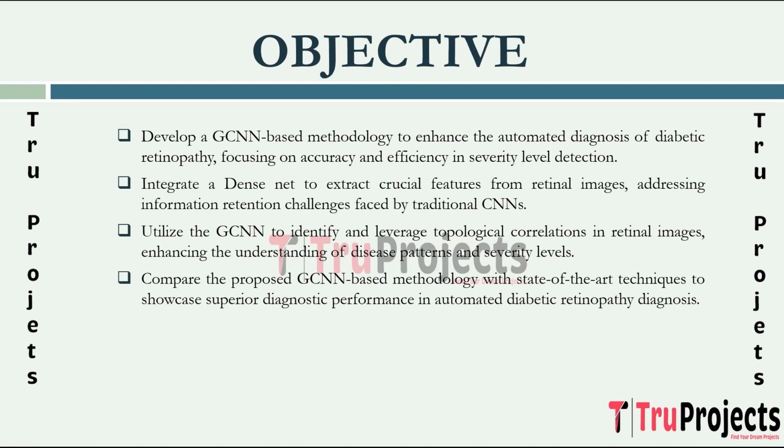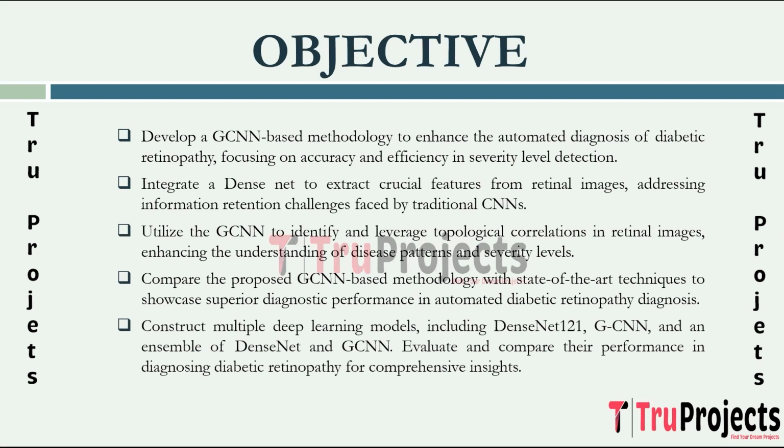The aim is to demonstrate superior performance and validate the potential of the novel approach in advancing automated diabetic retinopathy diagnosis. The goal is to build multiple deep learning models including DenseNet 121, GCNN, and ensemble of DenseNet and GCNN. The objective is to evaluate and compare the performance of these models in diagnosing diabetic retinopathy.